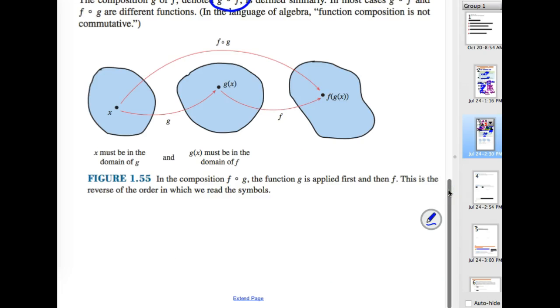So based on our picture here, we are starting with some x values, and x has to be in the domain of g if we're going to plug it in. So we're going to put x into g, and we end up with g of x. Then that has to be in the domain of f because we're going to take that g of x now and plug it into function f. Okay, so that's what a composition does.